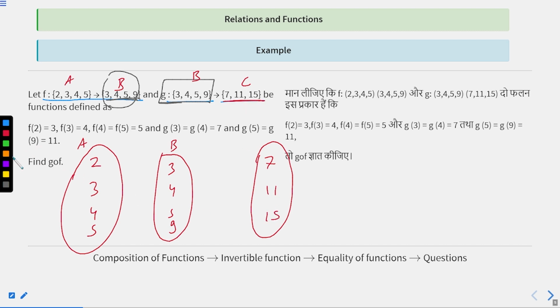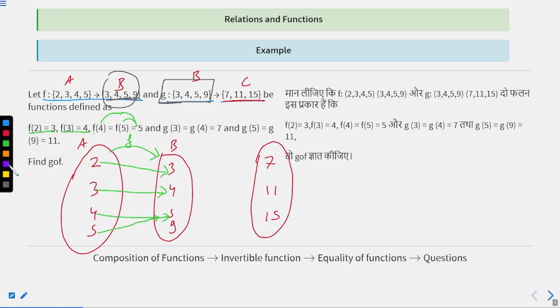Now if we apply the function f from A to B, the image of 2, or the output for 2 under f, is what? 3. 2 is related to 3. 3 is related to 4. 4 is related to 5, and 5 is also related to 5.